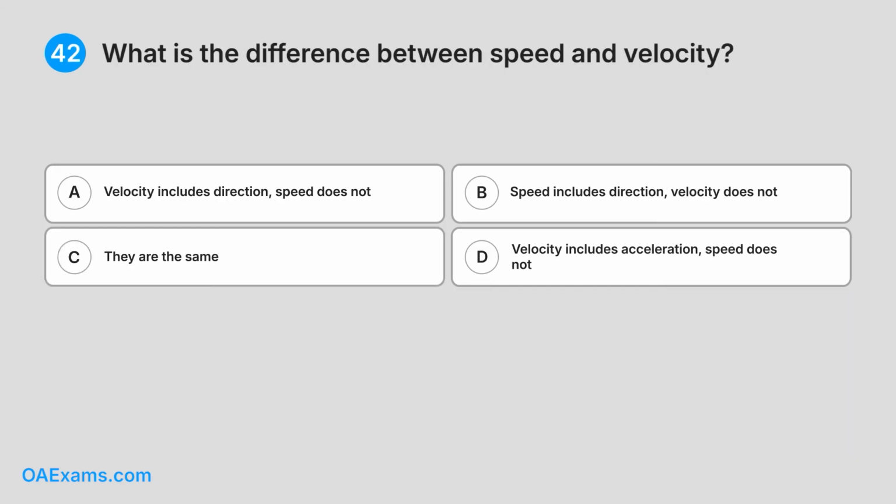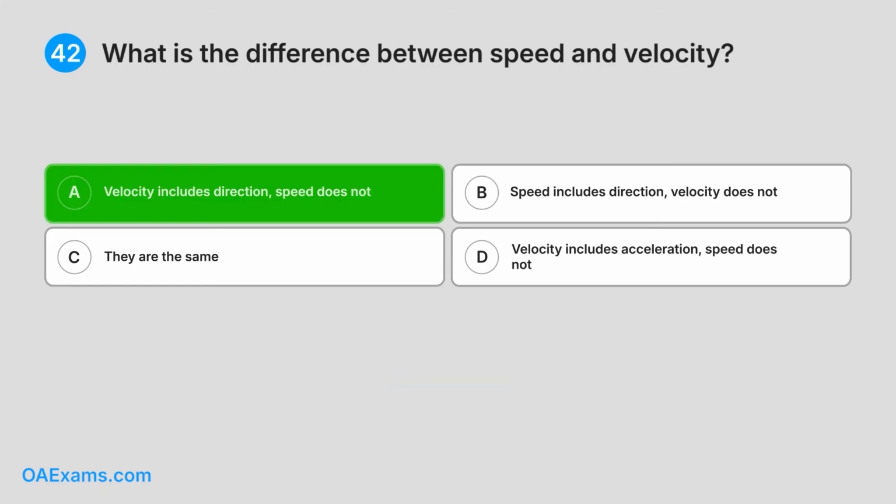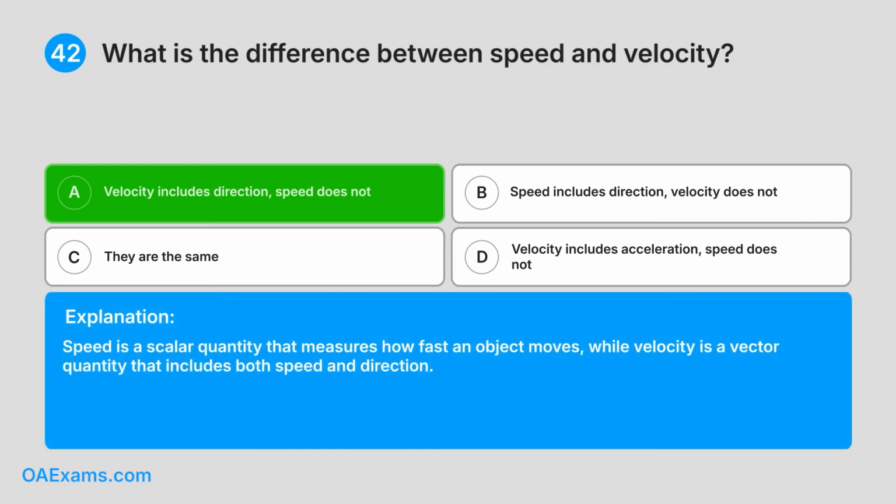42. What is the difference between speed and velocity? A. Velocity includes direction. Speed does not. B. Speed includes direction. Velocity does not. C. They are the same. D. Velocity includes acceleration. Speed does not. What do you think is the answer? Correct answer: A. Velocity includes direction. Speed does not. Explanation: Speed is a scalar quantity that measures how fast an object moves, while velocity is a vector quantity that includes both speed and direction.